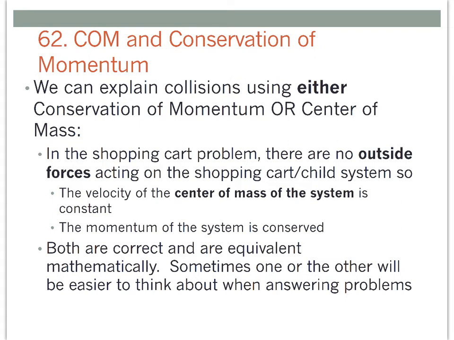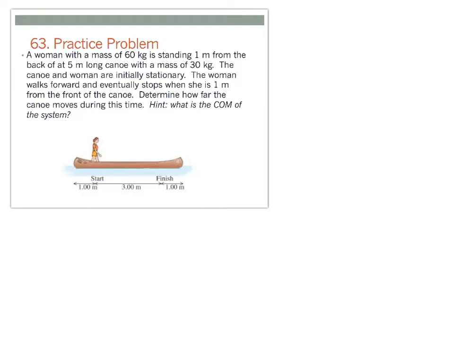We can either say that the total momentum of the system remains the same if there's no outside forces, or we could say the velocity of the center of mass is constant if there are no outside forces. Both are correct. It's just going to be a matter of which one is easiest to use in a given situation.